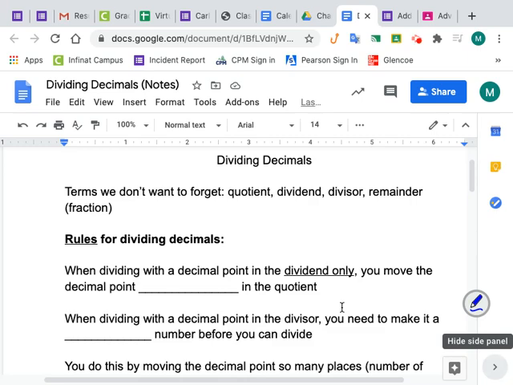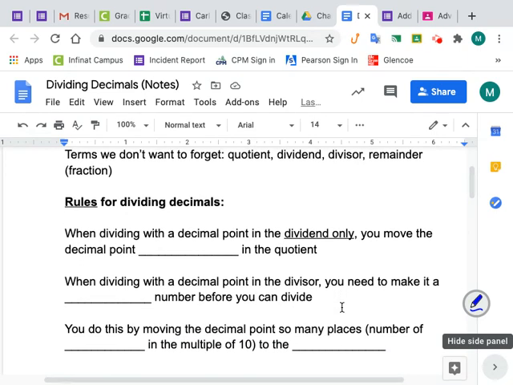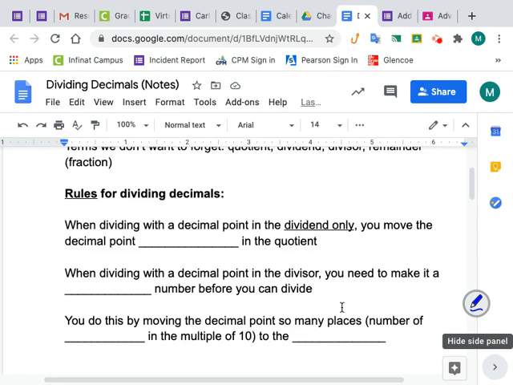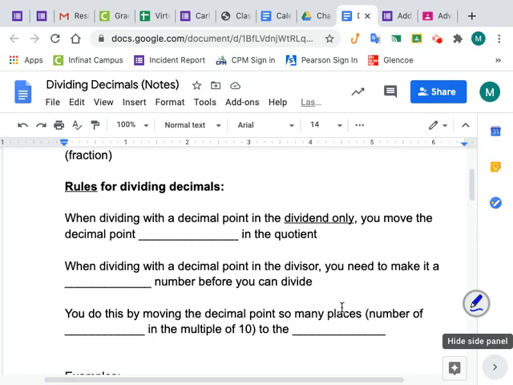All right, last one, dividing decimals. Some terms we do not want to forget about are quotient, dividend, divisor, remainder, and then obviously fraction, because that's how you're writing your remainder.